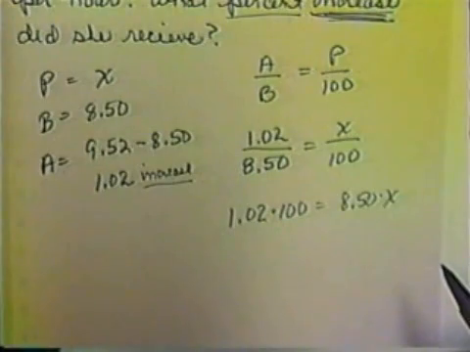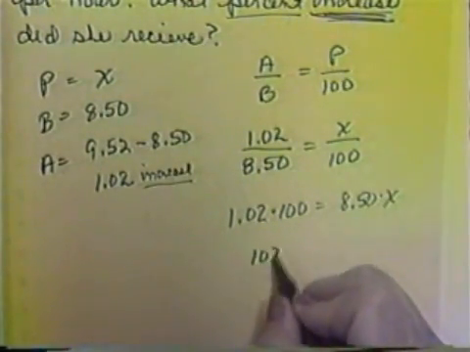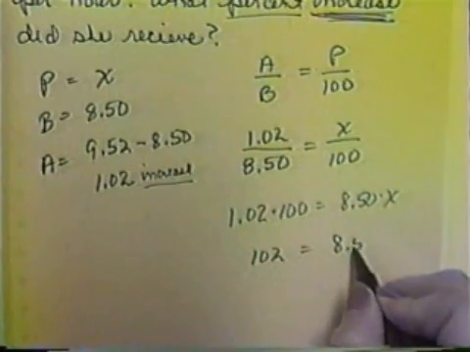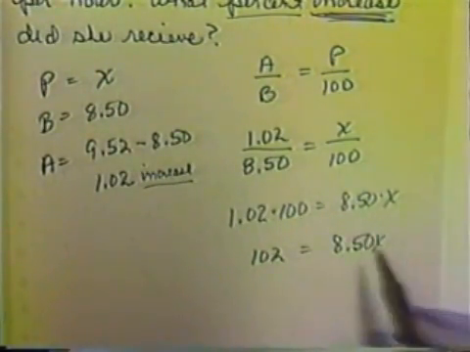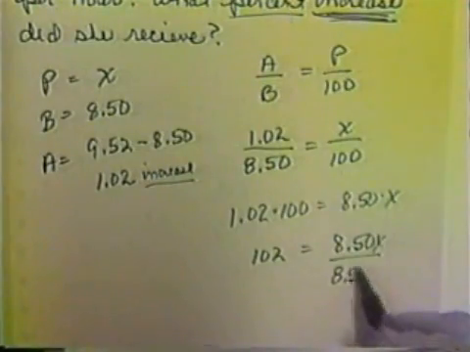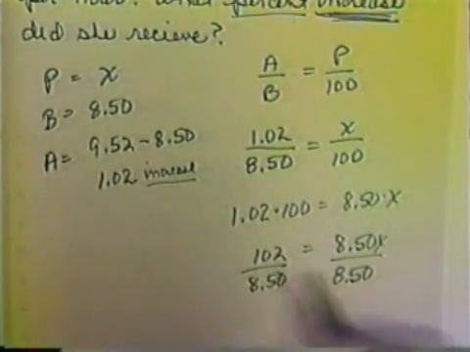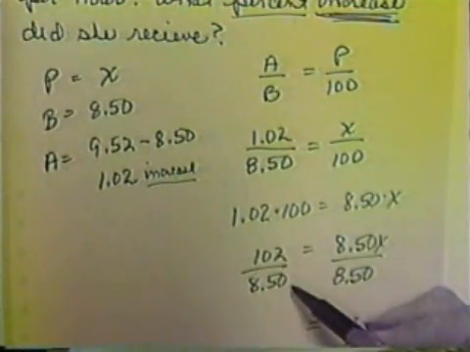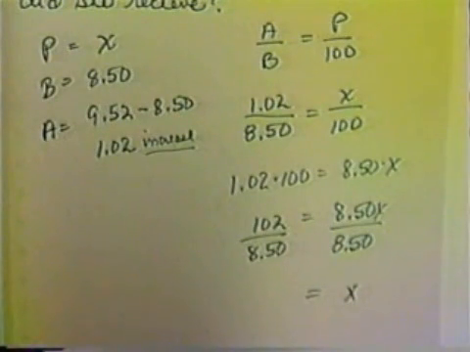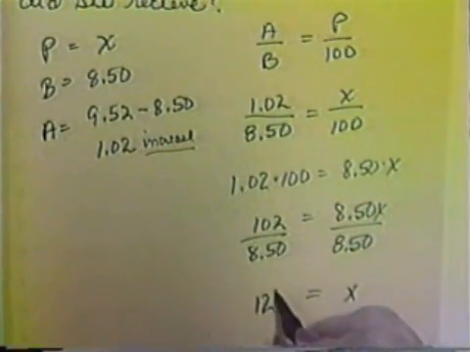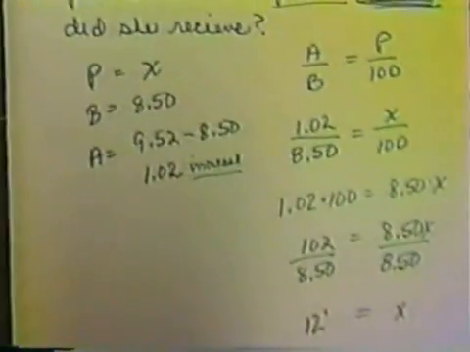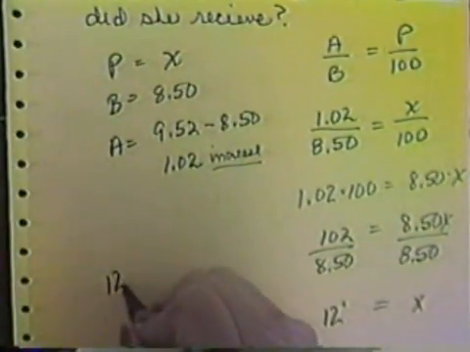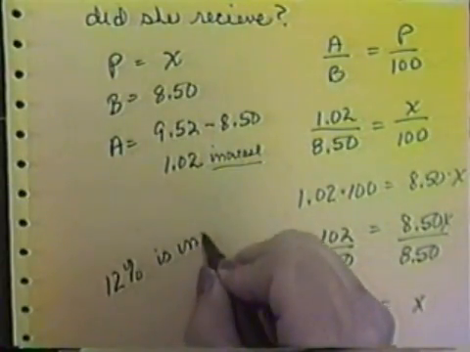Well, 1.02 times 100 is 102, and that's equal to 850x. Divide both sides by the number with the unknown, so we're going to divide both sides by 850, and x is going to be whatever we get when we take 102 and divide by 850. And what do you get if you divide 102 by 850? We do this in our calculator, we end up with 12 as the answer. Now we were looking for the percent, so that means 12% is the increase.